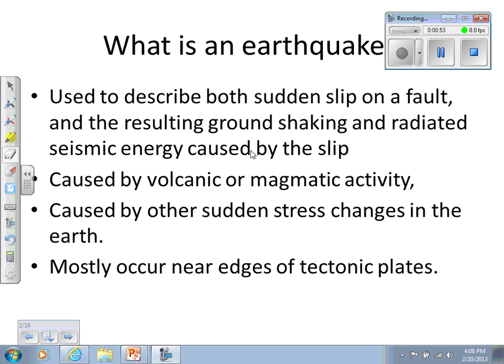Some volcanic or magnetic type activity can cause an earthquake, and sudden stress changes in the earth can cause an earthquake. Most earthquakes occur along the boundaries of where tectonic plates meet. If you look at a map of the tectonic plates, all along those borders are where most earthquakes, not all, but most earthquakes actually occur.